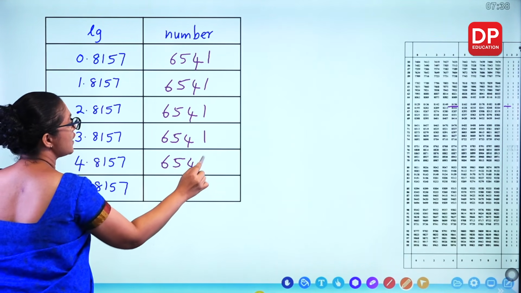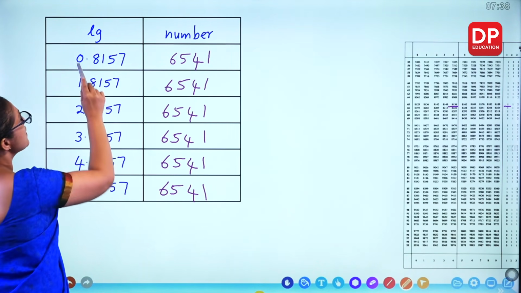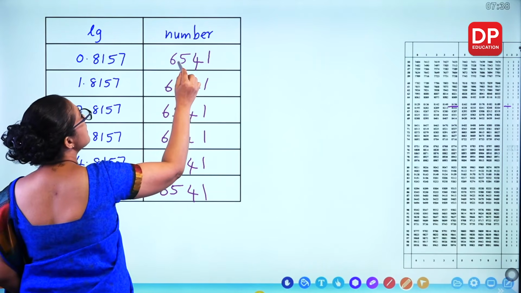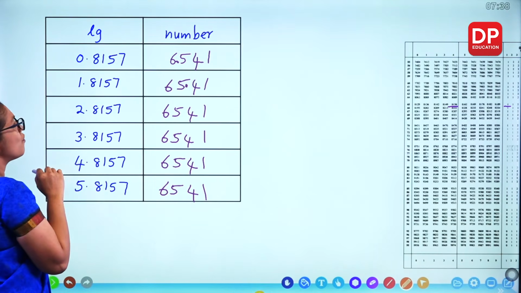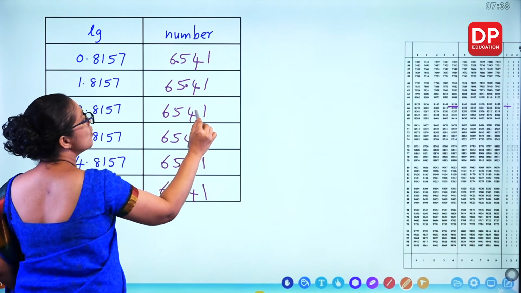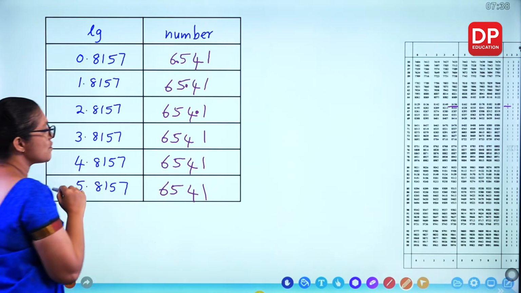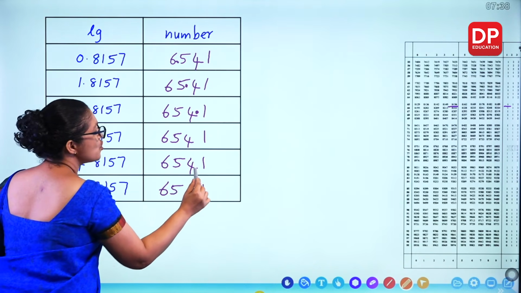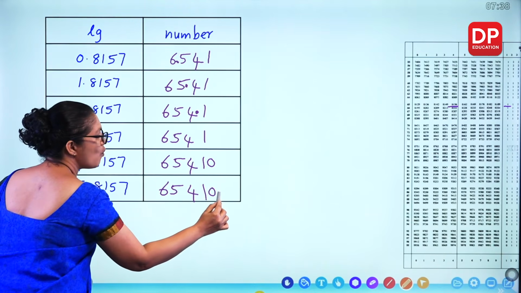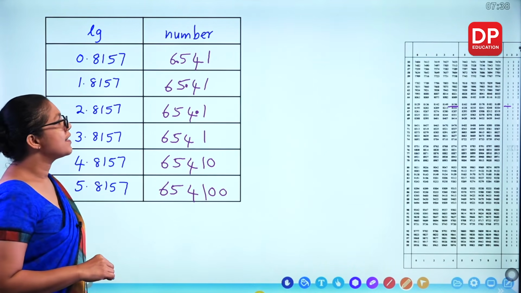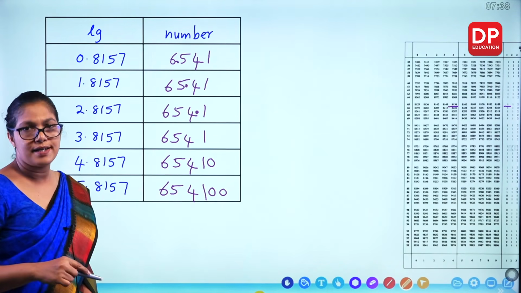And you just need to check the characteristic and find out where you keep the decimal point. 0 means the number is less than 10: 6.5. 1 means 65.41. 2 means 654.1. 3 means 6541, three places to the right. 4, 1, 2, 3, 4. 5, 1, 2, 3, 4, 5. So that's how we find the anti-log value. If the anti-log value is given, you can find the number.